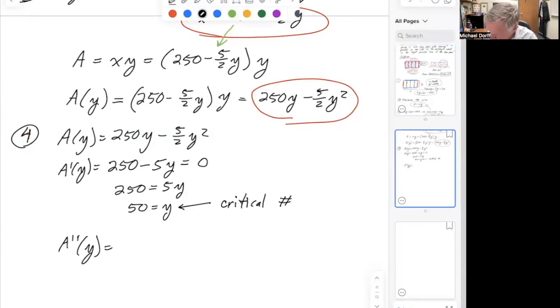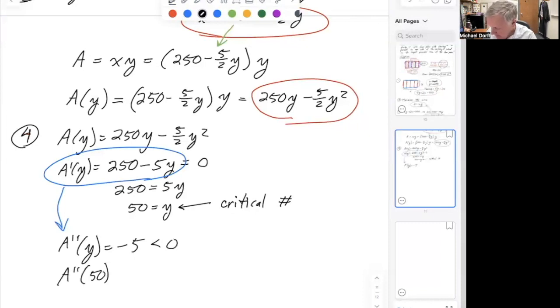So remember, now here in blue, we're going to take the derivative of this, bring it down here. When I take the derivative of that, the derivative of 250 is 0. The derivative of minus 5y is minus 5, no variables. No matter what y value I put in there, that's always going to be negative, right? The second derivative at 50 is still going to be -5, and that's less than 0.